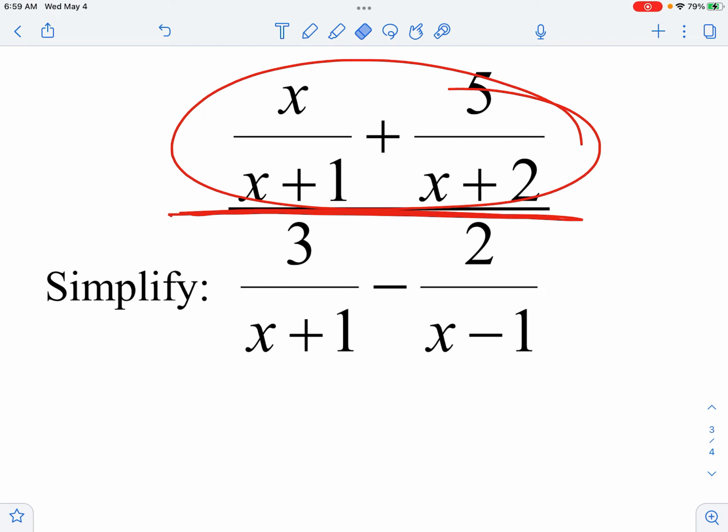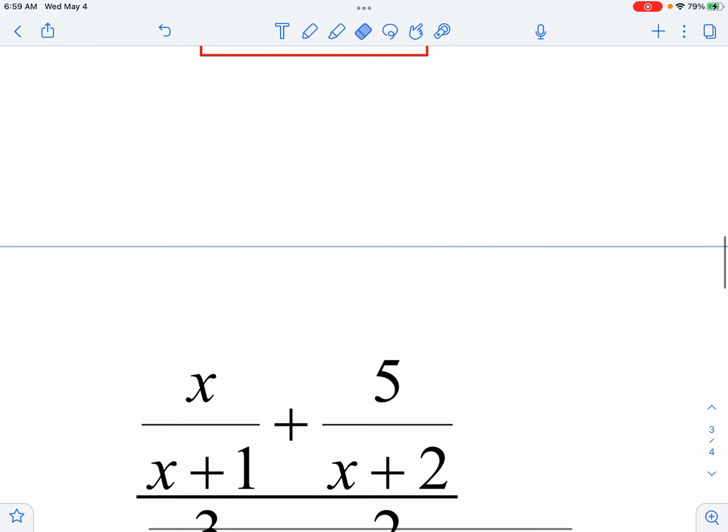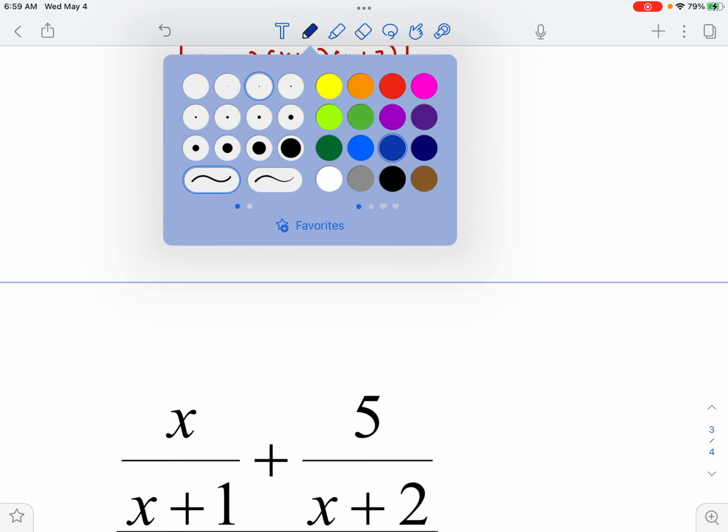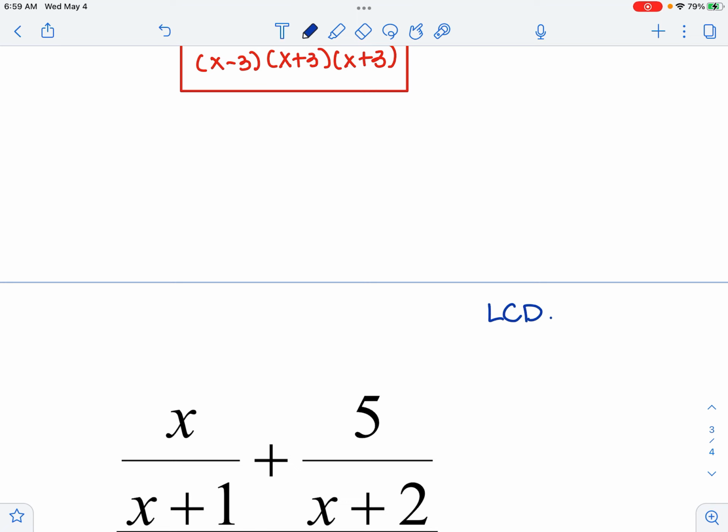So what I'm going to do is focus solely on the numerator at first, okay? I'm going to treat it like the problem above. And I'm going to say, okay, that's two fractions that need to be added. I need to make it one fraction, so I need the least common denominator. So the least common denominator for that is I need an x plus 2 to cover this, and an x plus 1 and an x plus 2.